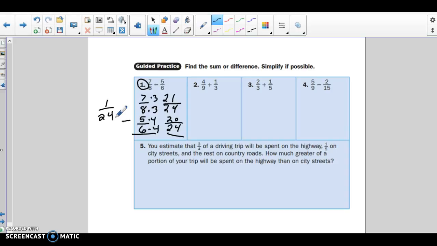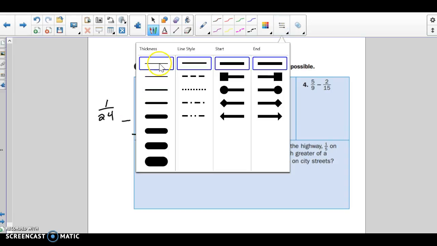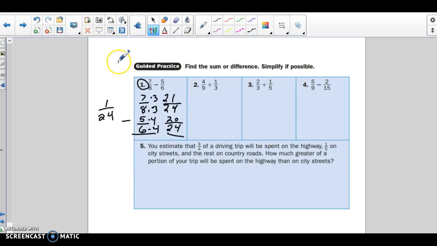All right, let's try the next one. Change lines. All right, how about number 2? Let's do this one together. Write it. I call it going vertical. Now, please understand that the function is add. So we have 4/9 and 1/3.